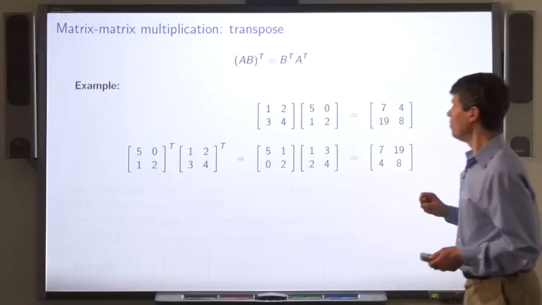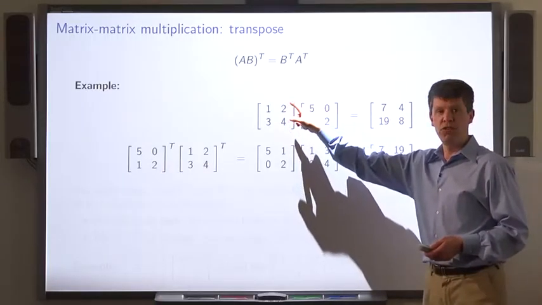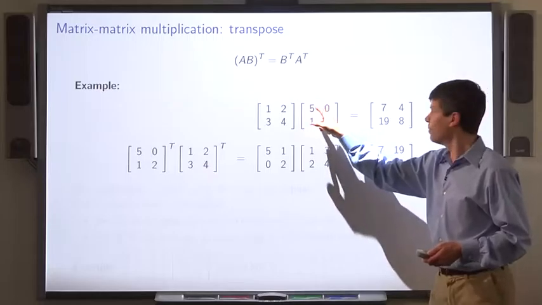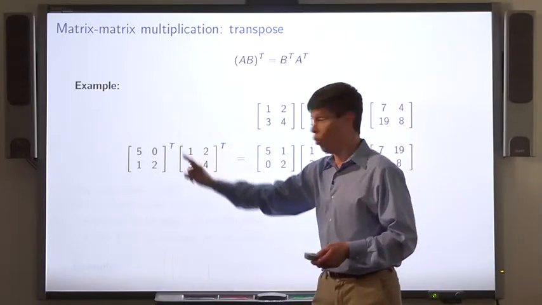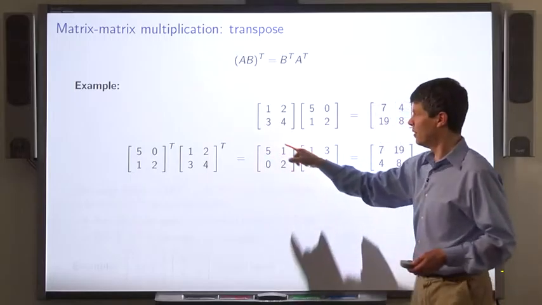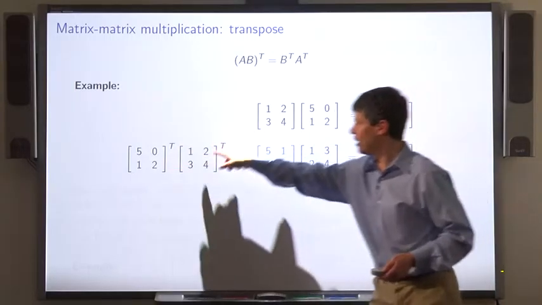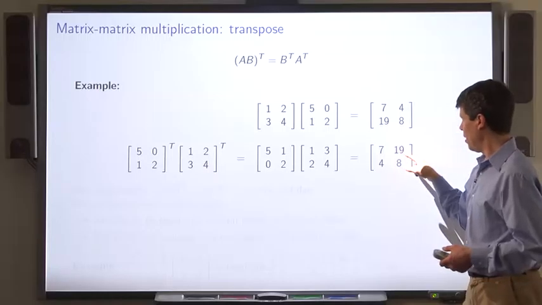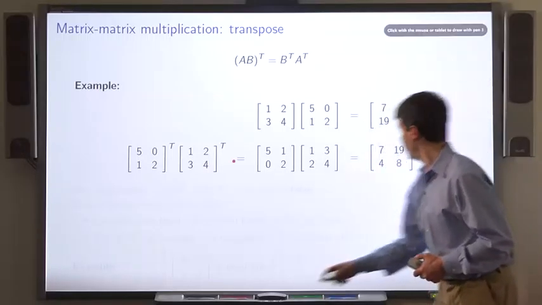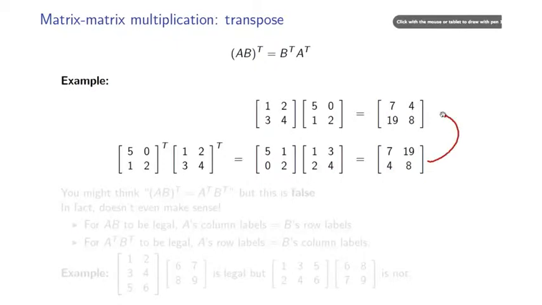So, for example, here's a product of two matrices. Call this A and this B. This is the product. Now, if we take the transposes and reverse the order, the transpose of this is this, the transpose of this is this. We take the product, and we get this matrix. Now, notice that this matrix is the transpose of this.